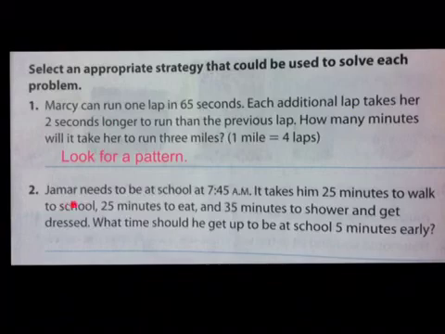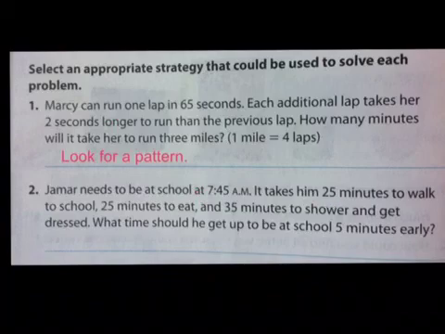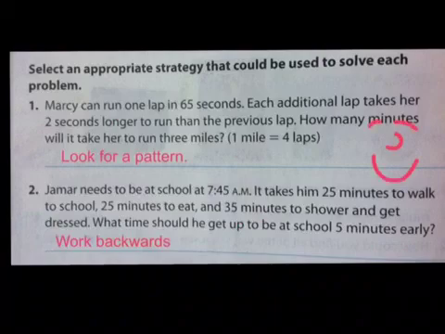Number 2. Jamar needs to be at school at 7:45 a.m. It takes him 25 minutes to walk to school, 25 minutes to eat, and 35 minutes to shower and get dressed. What time should he get up to be at school 5 minutes early? Well, this one looks like we're working backwards. We have the time that he needs to be there. Let's subtract all of these times that it takes him to do all these things, plus an additional 5 minutes. So we work backwards. If you're watching this, continue to put my key answers along the way.